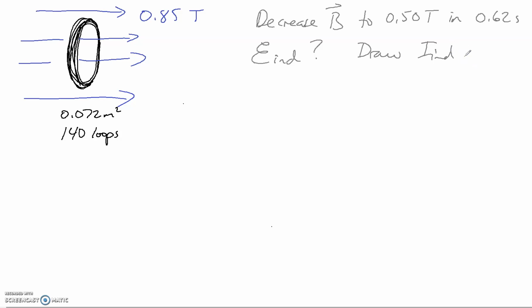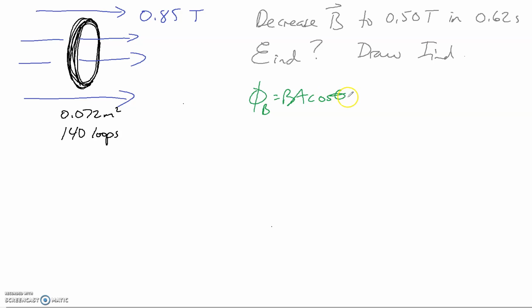Okay, let's just start with the induced EMF, the flux ideas and that type of stuff, and then we can build in the induced current afterwards. Okay, so we can find our fluxes. You guys have done this type of thing before. So I'm going to find my initial magnetic flux, BA cos theta.